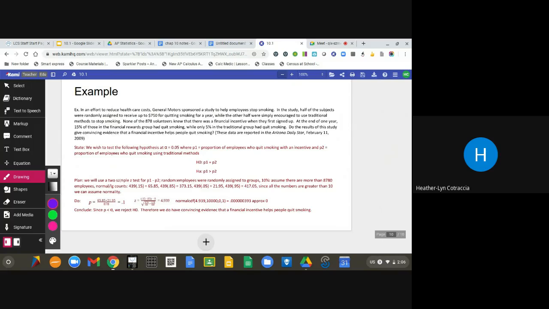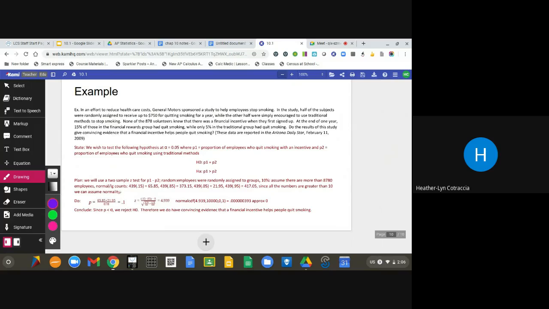Plan: use a 2-sample z-test for P1 minus P2. That's the name of the test. Please make sure you always include the name of the test. Random: they were randomly assigned to groups. 10%: I did 10 times the 878, so assume that there are more than 8,780 employees, which, it's GM, so there probably is.